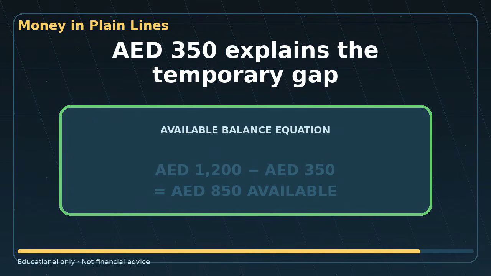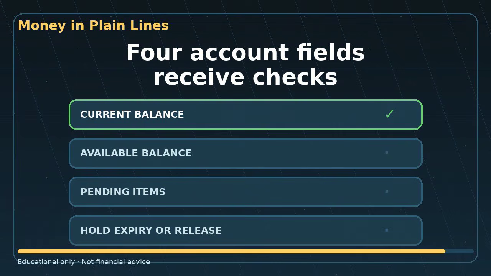Real institutions can use different wording and timing, so this fictional hotel example does not promise that every hold behaves identically. Its purpose is to make one transaction lifecycle visible, with AED 350 pending first, AED 320 posting later, AED 30 releasing, and the ending balances reconciling at AED 880.